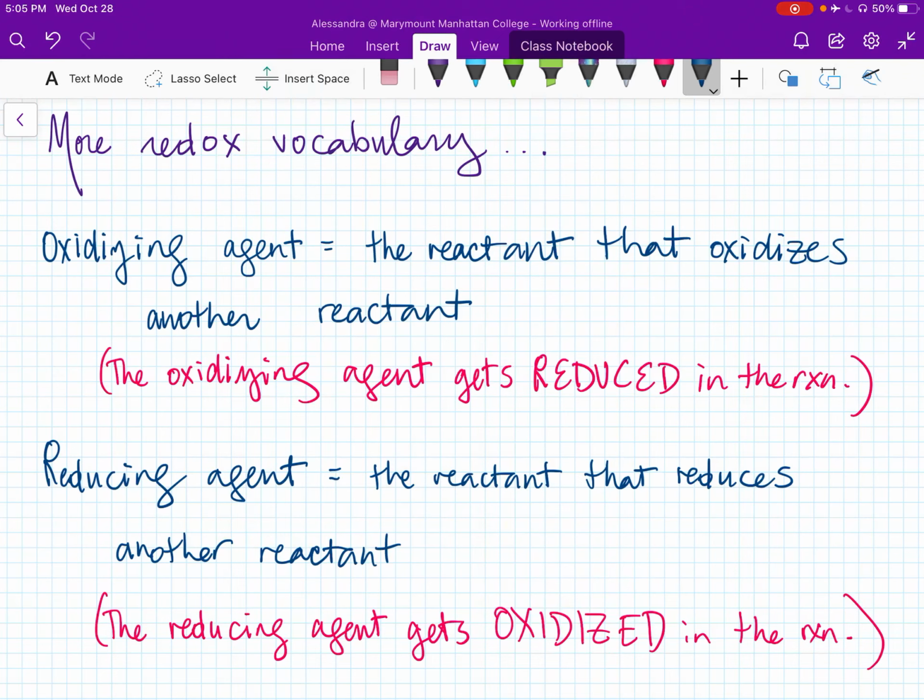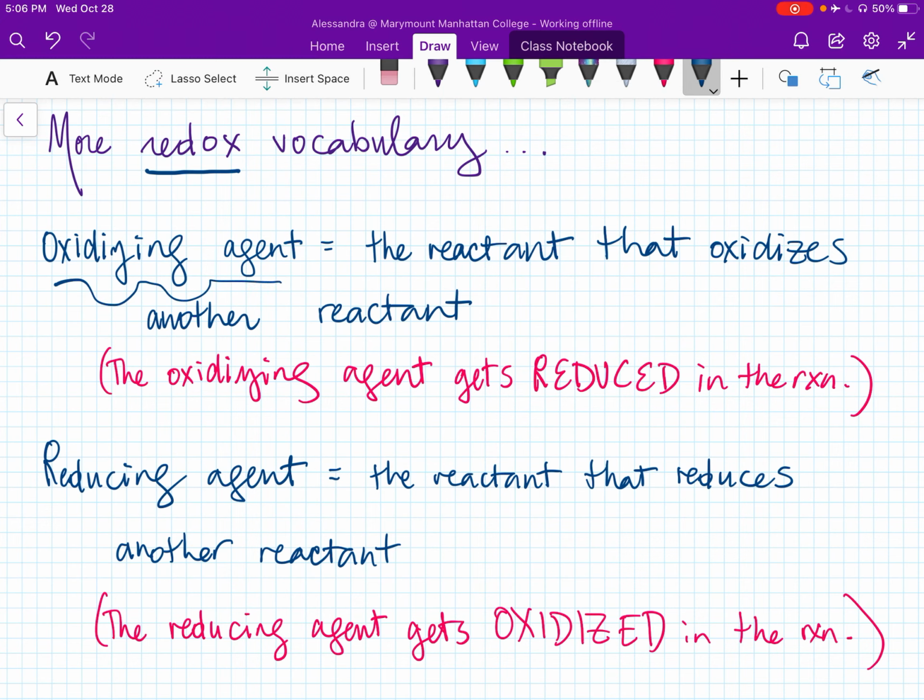Let's define some more vocabulary words that we're going to use to describe redox reactions. Just to review, redox refers to oxidation reduction reactions in which electrons are transferred between different chemical compounds.